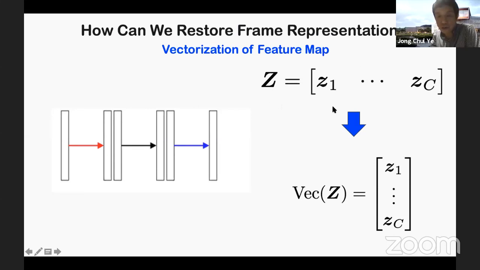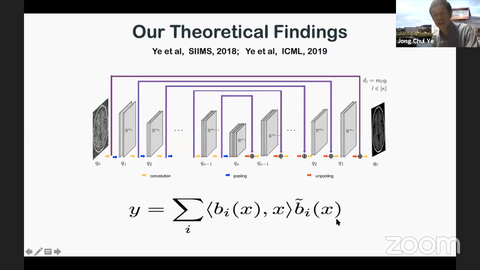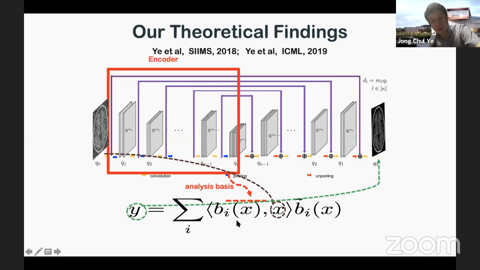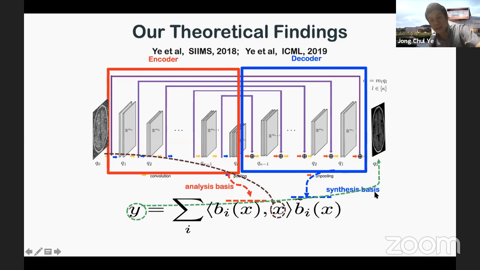It turns out instead of doing the matrix decomposition, if we vectorize these feature vectors into a one-dimensional vector, and then represent everything together with respect to this, you end up with this kind of frame-like representation again. Here, X is the input image, and Y is the output signal. It turns out this analysis basis or analysis frame is coming from the encoder part of the neural network, and this synthesis basis and dual frame is now coming from the decoder part of the network.